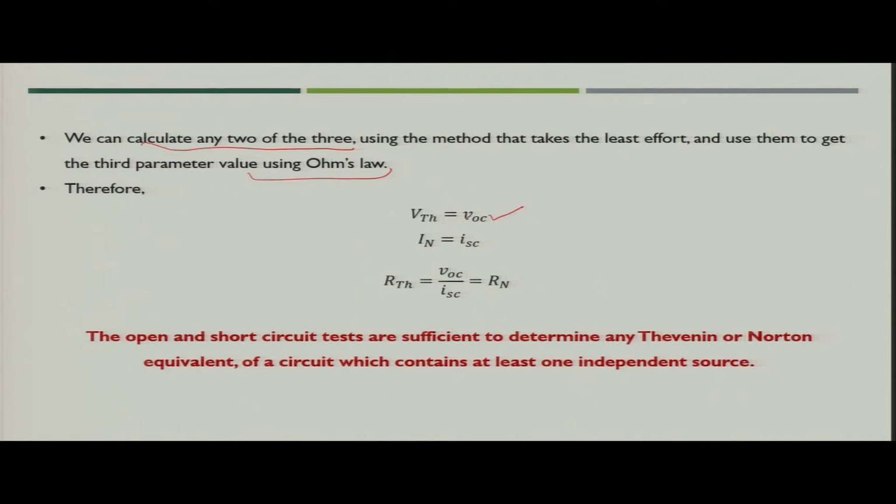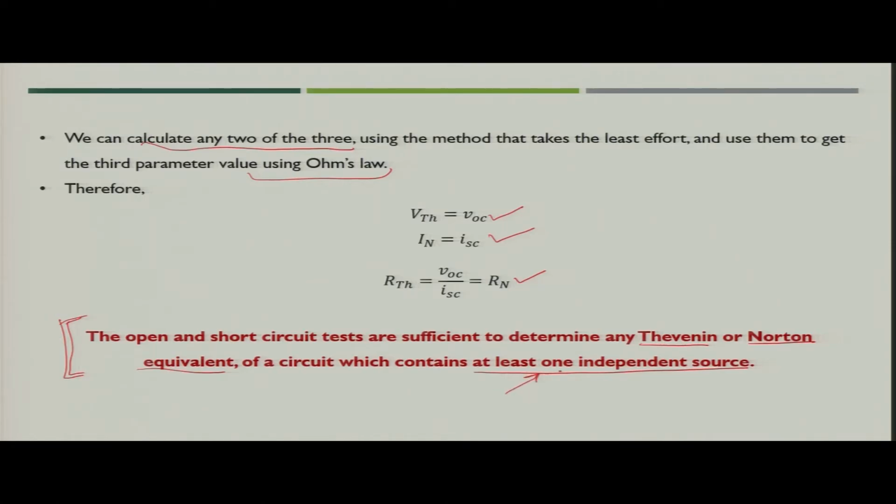So, what we get? We get VTh is nothing but open circuit voltage across the terminal AB. Norton's current is nothing but short circuit current flowing between A and B when both are short circuited, and then RTh, that is Thevenin resistance, is nothing but open circuit voltage divided by short circuit current, and this would be equal to Norton's resistance. So, now you can say in summary that the open and short circuit tests which we carry out at the terminal AB are sufficient to determine any Thevenin or Norton equivalent of the circuit which contains at least one independent source.